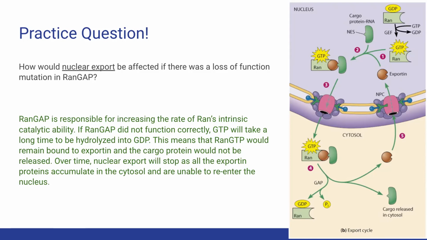Because if GTP doesn't hydrolyze into GDP, it remains bound to that exportin cargo protein complex. So when it becomes Ran GDP, it loses its affinity for the exportin. Yeah, but the rate is just so slow that it'll just build up. Any questions? Okay.